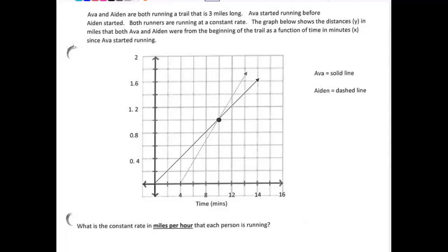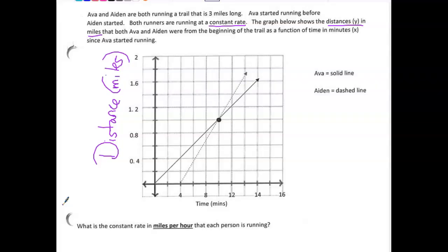Ava started running before Aiden started. Both runners are running at a constant rate. The graph below shows the distances y in miles. Now, something I want you to add to this sheet that is not there: along the y-axis, please write distance in miles. So the y-axis is distance in miles, and the x-axis is your time in minutes.